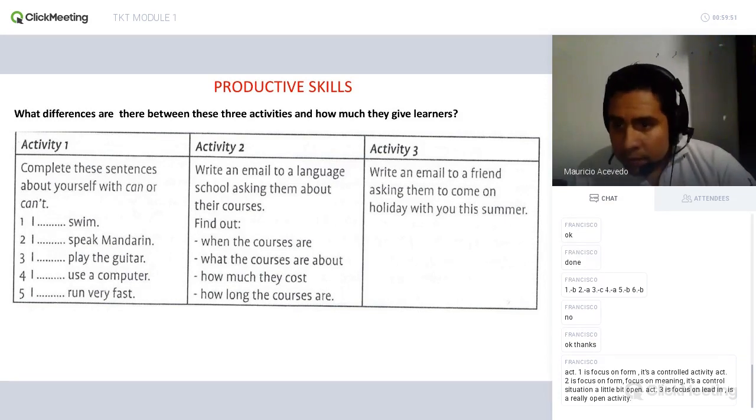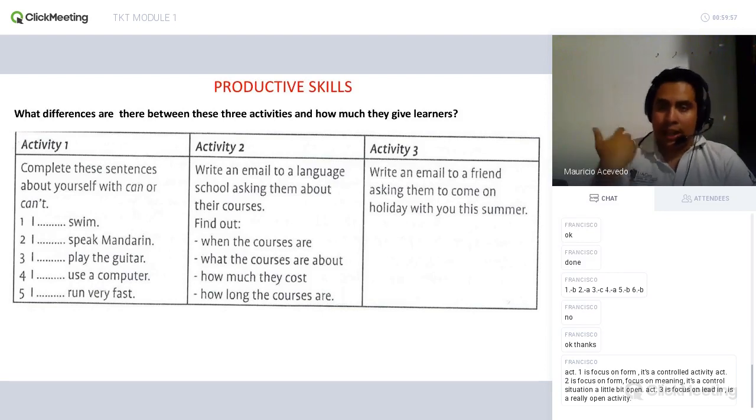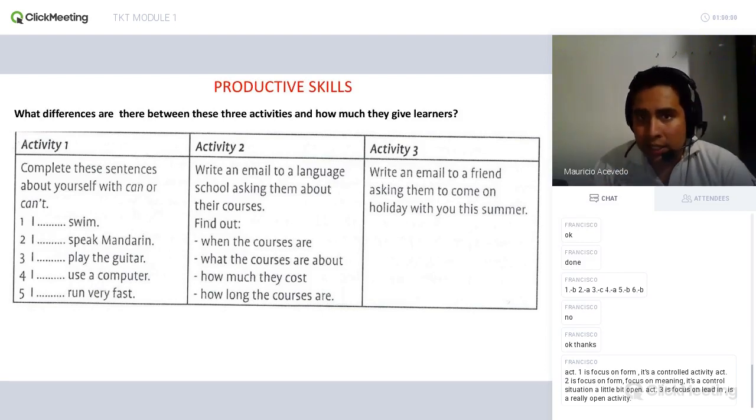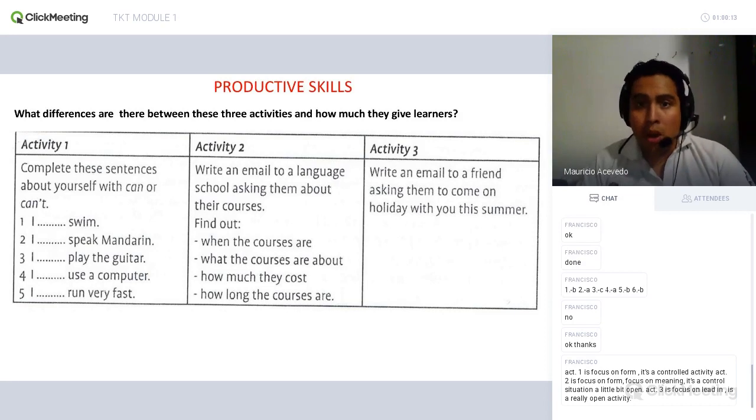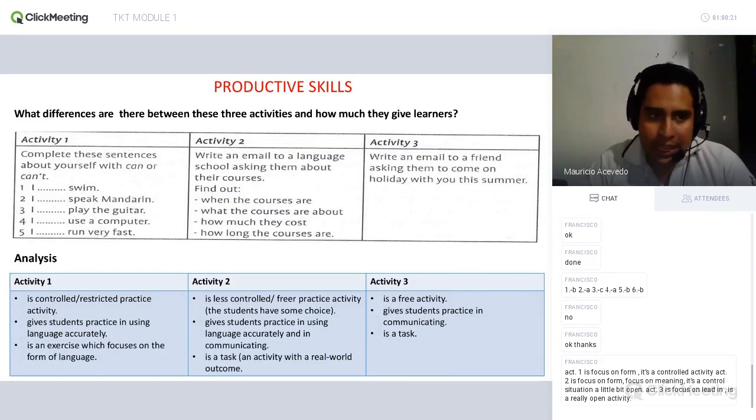Very nice. And finally, number three is focus on meaning. It is a real open activity. Very nice, because then you have only one task, that is, ask your friends to come visit on holiday, but that's it. It depends on you what kind of vocabulary and expressions you are using. Maybe "would you like to come," or maybe "do you want to come?" Okay, very nice, Francisco. So let's analyze with the Cambridge analysis.